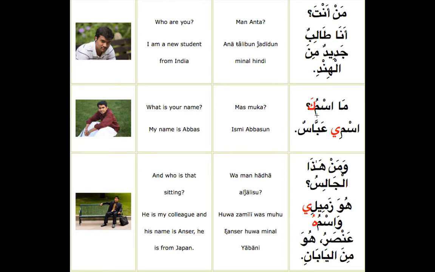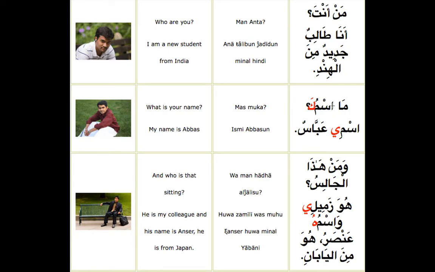So we're saying masmuka. If you notice here, we're not saying ma ismuka. It is written as ma, means what, ismu means name, ka means yours. So we're saying what is your name. Because this alif is alif mad, there's a sukoon on it, so we don't have any sound for that one.